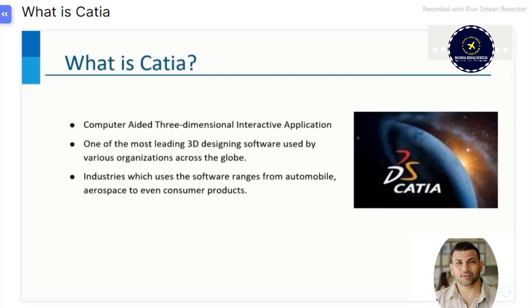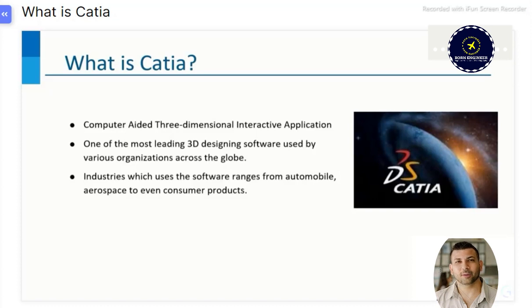CATIA is actually nothing but computer-aided three-dimensional interactive application. Did you understand anything out of it? I'm repeating it to you. Computer-aided three-dimensional interactive application. So are you able to notice something by mentioning this? Let me make it more clear for you. CATIA is actually computer-aided three-dimensional interactive application, as I have already told you. What is so special about that particular sentence? It is actually the complete full form of CATIA.